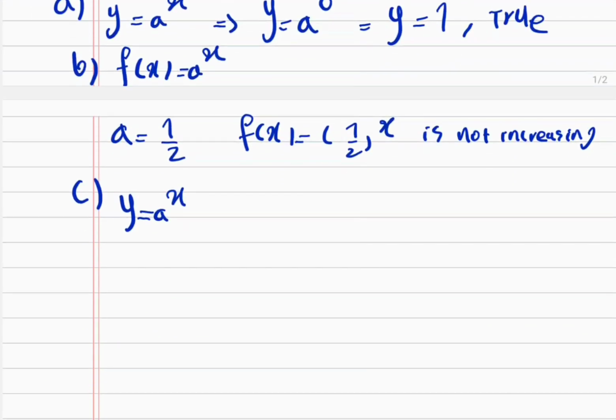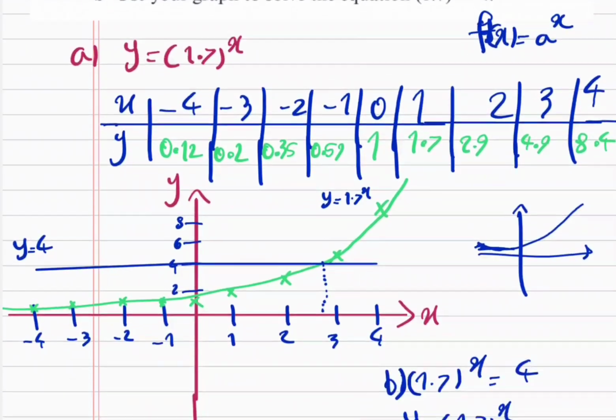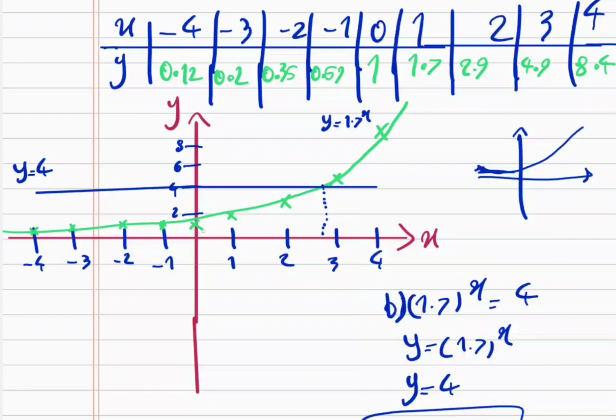So this is indeed true, because when a is positive, then a to the x is greater than 0 for all values of x. When you consider the asymptotic behavior, as x gets more and more positive, you're going to have a massive increase in the y values. But as x gets more and more negative, your graph approaches 0, but it never reaches the x-axis.